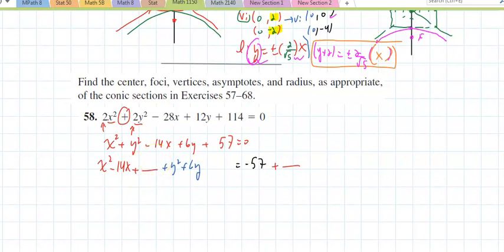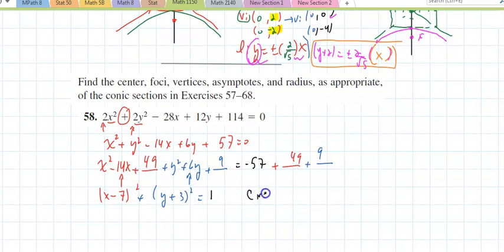I'm going to add a number to the x. I'm going to add a number to the y. Take half of the middle number, which is 7, and square it. Take half of the middle number, which is 3, and square it. I will be looking at x minus the number before I squared it, y plus the number before I squared it, and here I'm looking at 58 minus 57, which is 1.